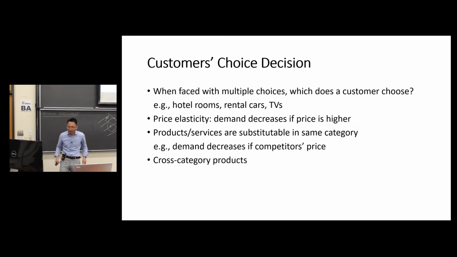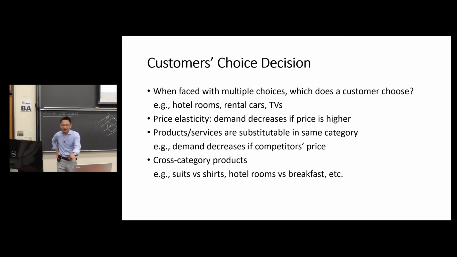There are other things, for example, cross-category products. It's more than substitution. They may be complementary. They help each other and make each other more attractive to customers. For example, when you buy a suit, you may consider shirts. The shirts may have different values when they come with a different suit. It's about fitting, style, and taste. So the relationship of cross-category products is different from substitution. Here we consider complementarity, like hotel rooms and breakfast, add-ons, and upgrades. If we only consider substitution, we miss something that can be very important in customers' decision-making.